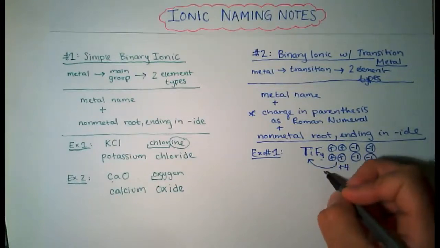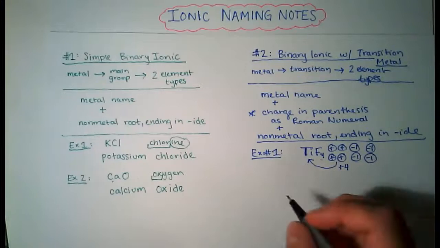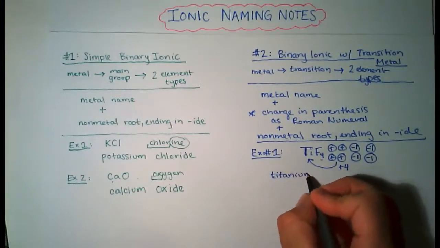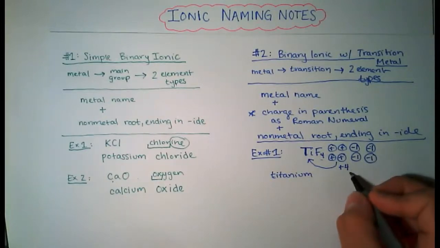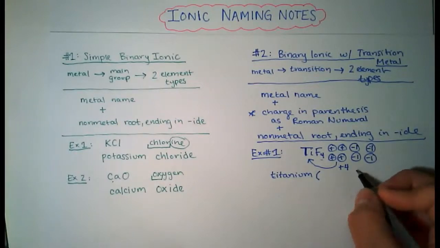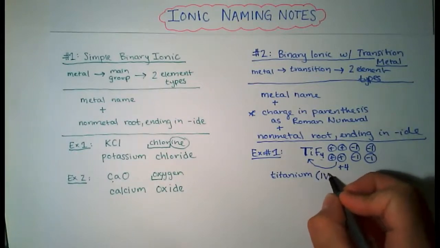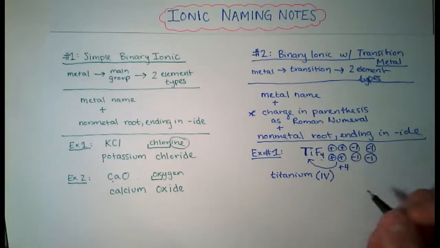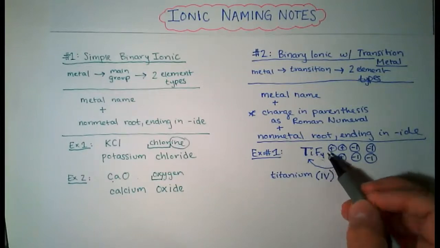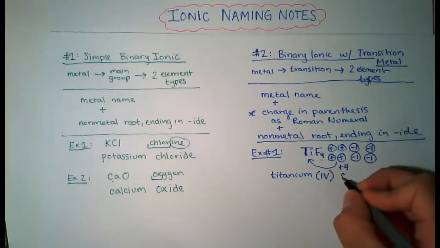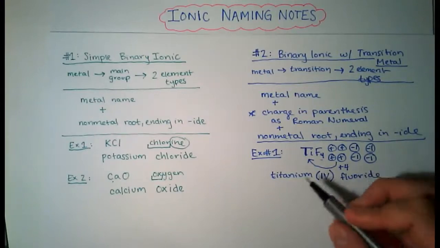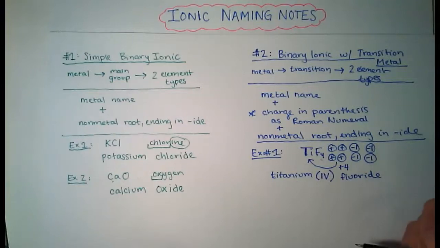So when we write our name, we have to indicate that charge. So we're going to start out with our metal name, titanium. And then we need to indicate that charge with a Roman numeral in parentheses. So I'm going to open my parentheses. Roman numeral 4 is IV. Close my parentheses, and then I'm going to put the root of the nonmetal ending in "ide." So instead of putting fluorine, I'm going to change that to fluoride. Titanium(IV) fluoride is how we read that off.